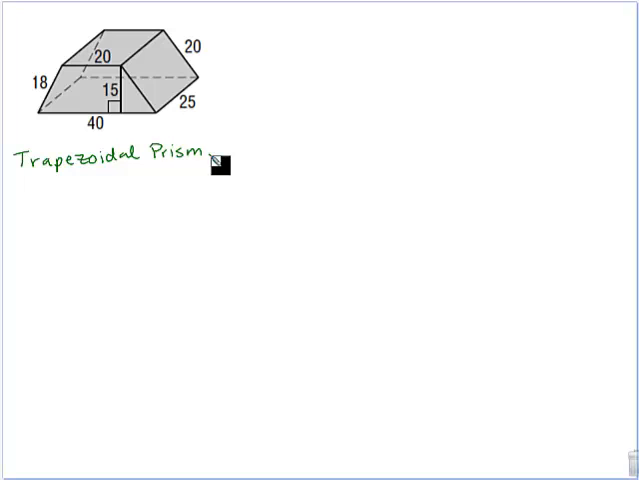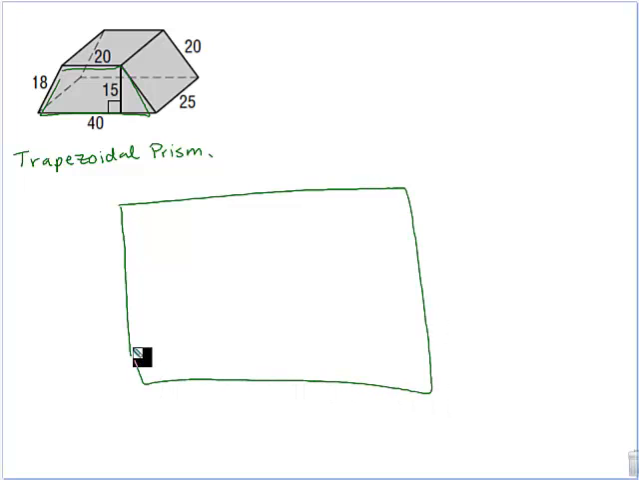Nope. So what's the shape of our faces? Okay, and our bases are trapezoids. So here our two bases are trapezoids, but our faces are all rectangles. How many rectangles do we have around it? 4. Okay, so there's 4.